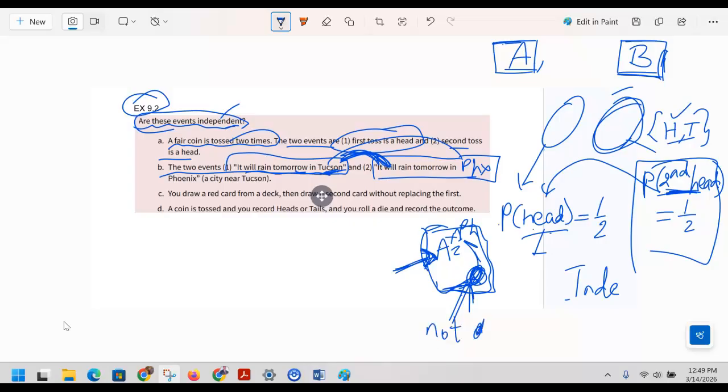Now, not independent also means dependent. So these are dependent events.